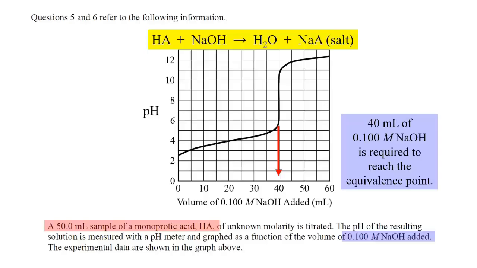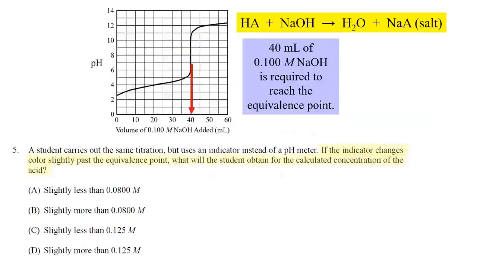Remember that if you know the volume and the molarity, you can calculate the number of moles. So let's do that. Let's calculate the number of moles of sodium hydroxide that are required to reach the equivalence point. I'll start with volume, which would be 40 milliliters as read from the titration curve for the equivalence point. First, I will convert from milliliters into liters. So I'm going to divide by 1,000.